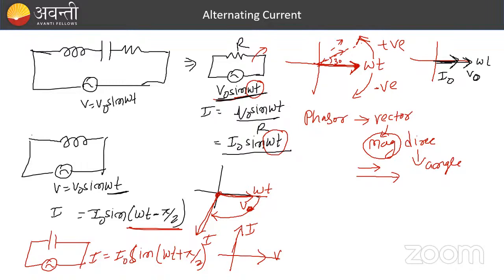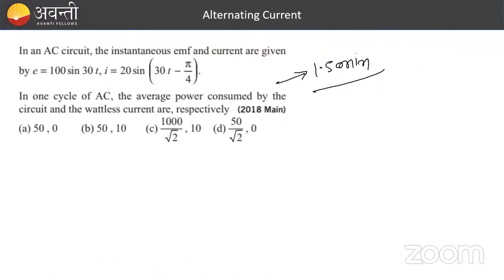अब मैंने इतना कुछ क्यों बताया, चलो अब देखते हैं हम लोग. यहाँ पे क्वेश्चन में क्या बोला था, in an AC circuit instantaneous EMF and current are given by this and this. अब देखो यहाँ पे ध्यान से देखो, हमारा करंट किधर है, इधर है. करंट के लिए एंगल इतना है, वोल्टेज के लिए एंगल कितना है, इतना है. सो पहले वोल्टेज फेजर बना लो. दिस इज वोल्टेज फेजर, राइट?